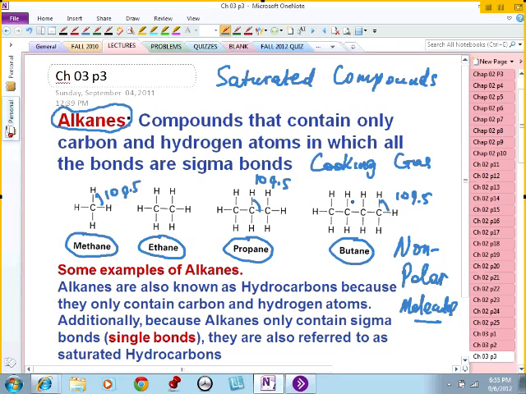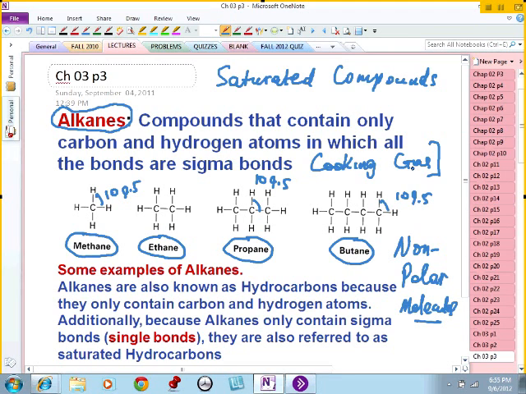And of course, the lower molecular weight alkanes, which is what we show you here, are gases, whereas those alkanes that contain from 5 carbon atoms and above are liquids. And then those that contain over 25 carbon atoms per molecule are solid, like your petroleum jelly.